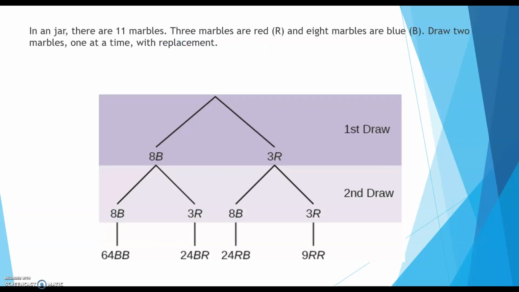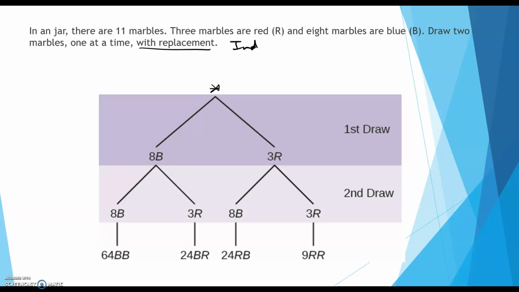So say we have a jar and there are 11 marbles. 3 marbles are red, 8 marbles are blue. Draw 2 marbles one at a time with replacement. So this is going to be independent. Now, this whole first box right here is your first draw. The second box is your second draw.